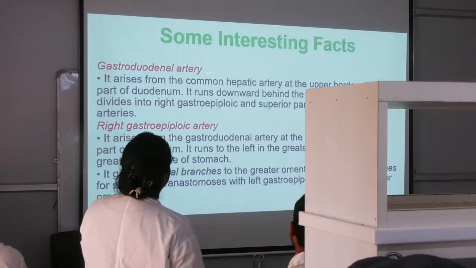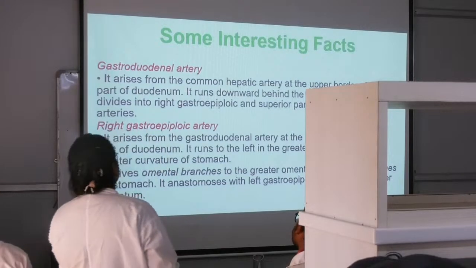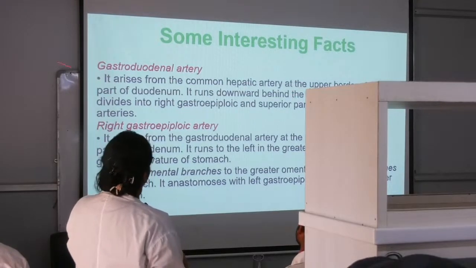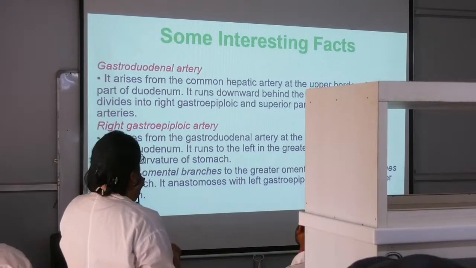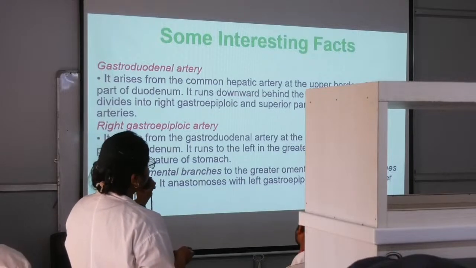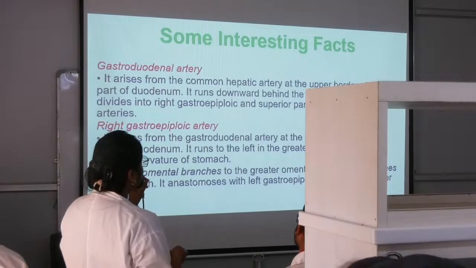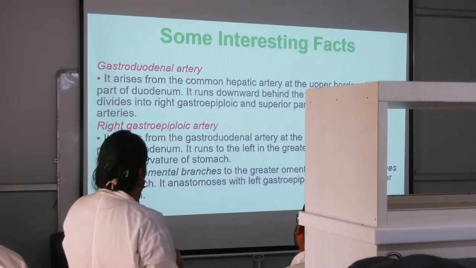Next, gastroduodenal artery. It arises from the common hepatic artery at the upper border of the first part of the duodenum, runs downward behind the first part of the duodenum and divides into right gastroepiploic and superior pancreaticoduodenal.